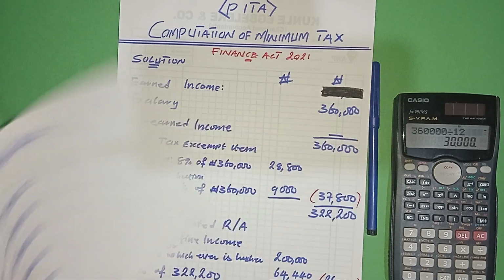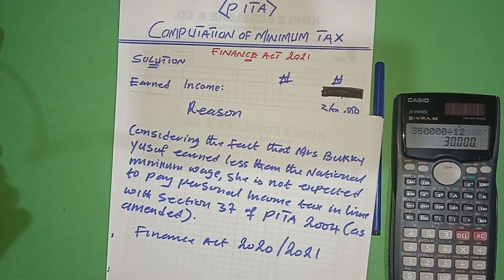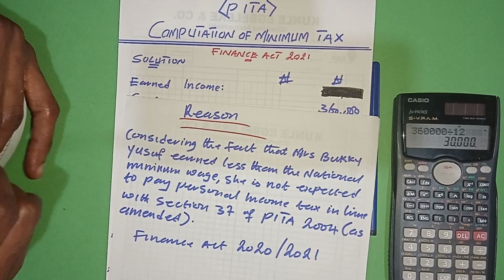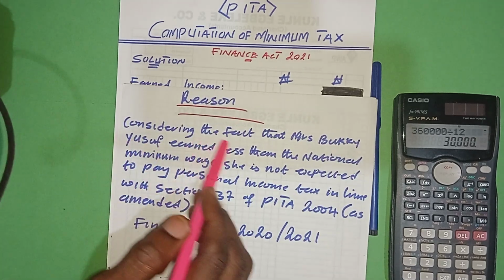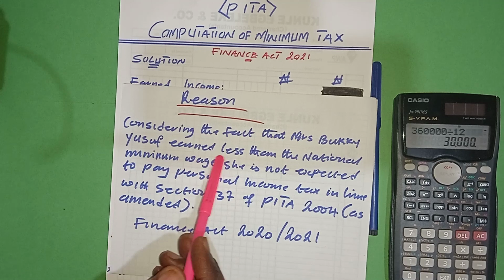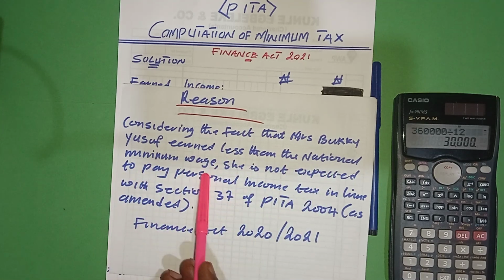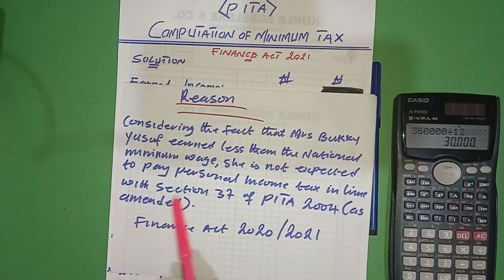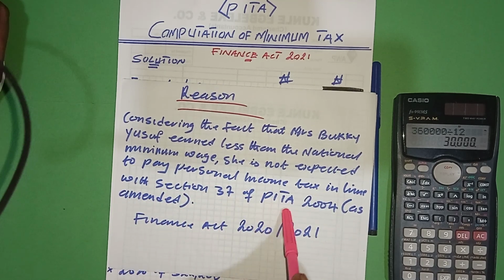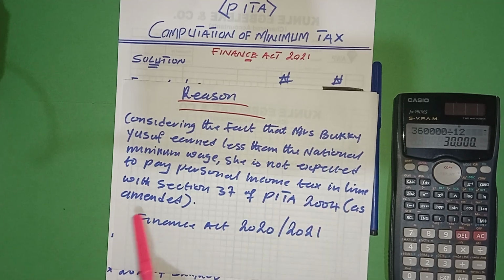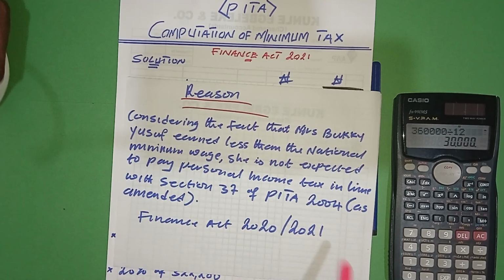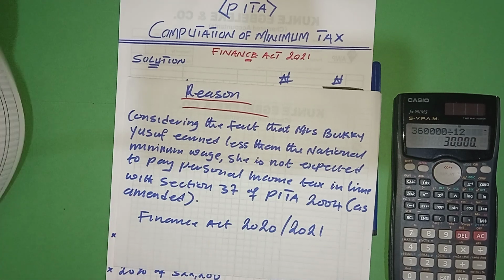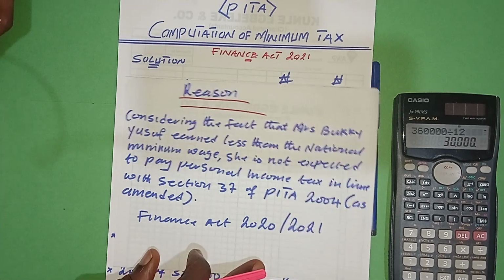Now let's see the reason. Considering the fact that Ms. Becky Yusuf earns less than the national minimum wage, she is not expected to pay personal income tax in line with Section 37 of PITA 2004 as amended. The Finance Act 2020/2021 has amended it, so she is not paying any tax.